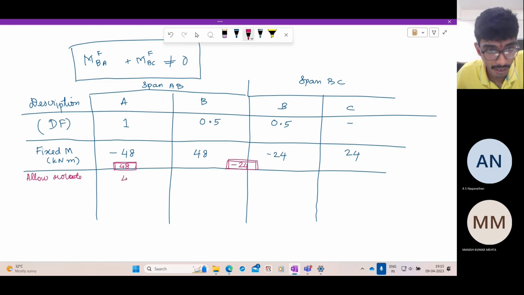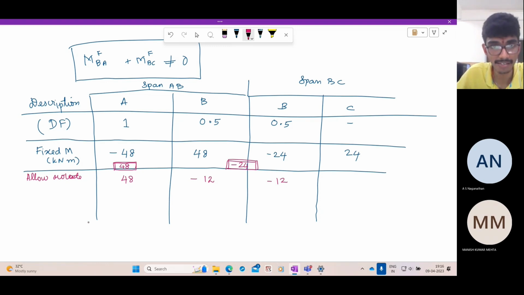So 48 comes to the member AB. From here, minus 24, half of it comes here. So minus 12 comes to the span BA and minus 12 comes to the span BC. And here we don't need to distribute the moment because it's a fixed end. It can take any amount of moment without undergoing rotations. But here the moment has to be 0.